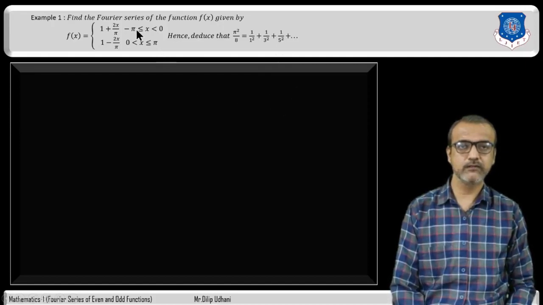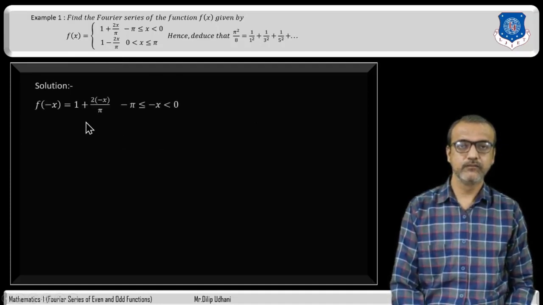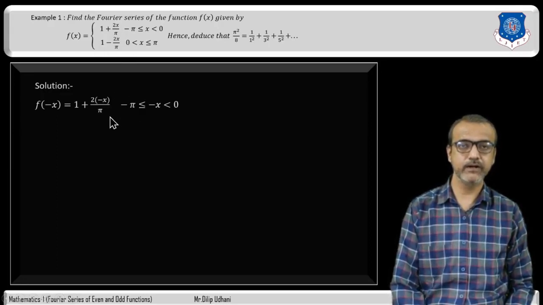Now here the interval is from minus pi to pi. So first of all we will check whether f of x is an even function or odd function. So to check whether the given function is an even function or odd function, we will replace x by minus x. So replacing x by minus x, f of minus x equals to 1 plus 2 times, as it is, replacing x by minus x, divided by pi.